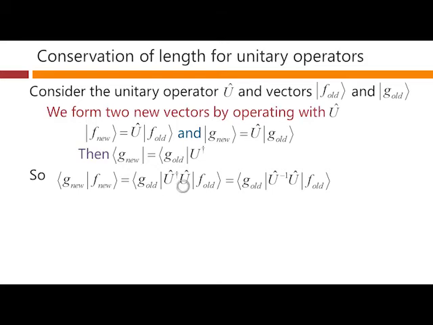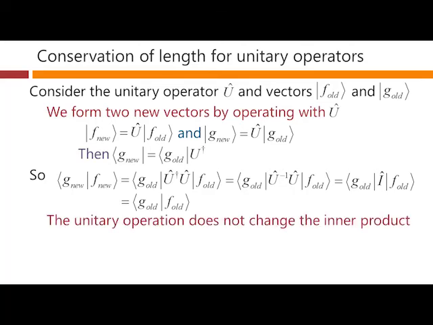But because this operator U is unitary, this product, the Hermitian adjoint times U, will be the same as the inverse of U times U. And of course, the inverse of U times U is just the identity operator, and that does nothing at all. So what we've proved is that this unitary operation, acting on these two vectors, has done nothing to the inner product between the two vectors. So our new vectors have the same inner product as the old ones did.